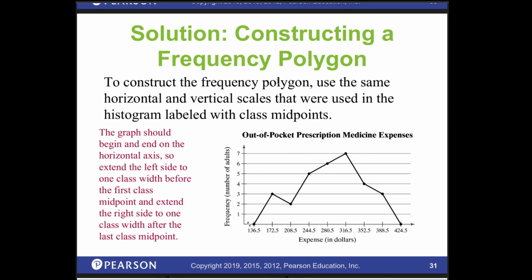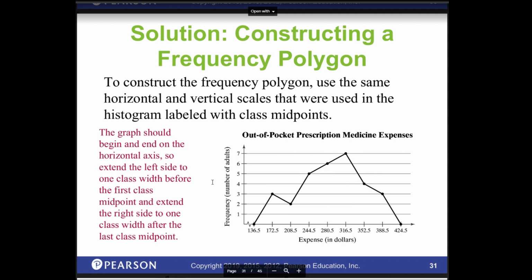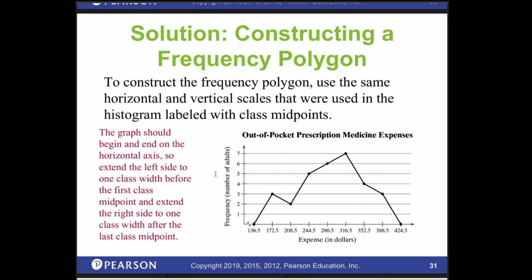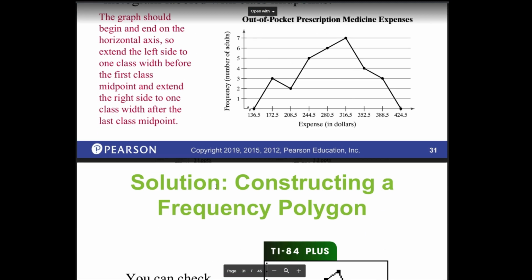To construct the frequency polygon, use the same horizontal and vertical scales that were used in the histogram, labeled with class midpoints. So over here we still have frequency, which is the number of adults, and then we have the expenses in dollars. The graph should begin and end on the horizontal axis. So extend the left side to one class width before the first class midpoint, and extend the right side to one class width after the last class midpoint.